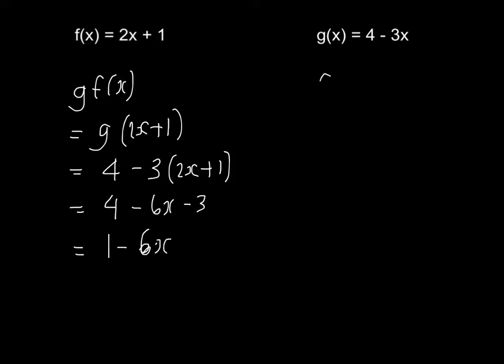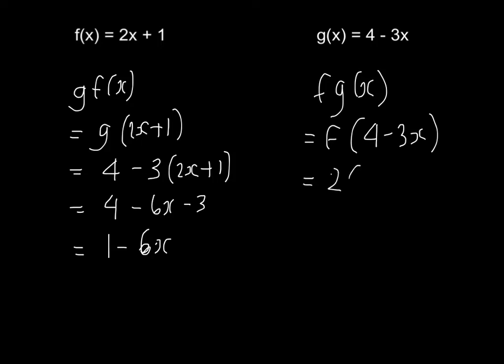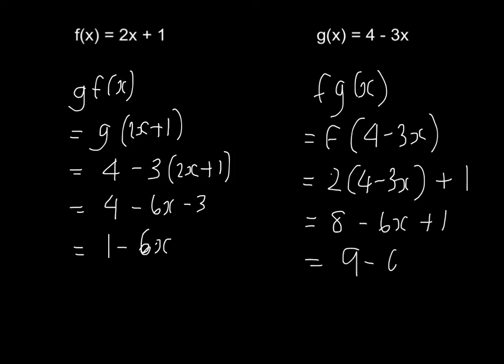So is f of g of x the same? Let's see. This time we're going to put the result of g of x, 4 minus 3x, into the function f. So we're having f of 4 minus 3x. f tells us to do 2 times the input, and then add on 1. So here we have 8 minus 6x plus 1. So now we've got 9 minus 6x. So no, they're not the same.